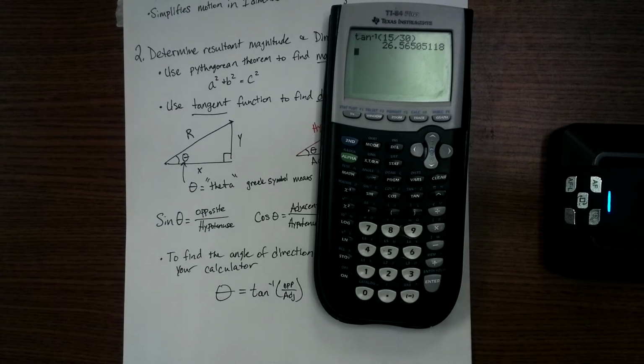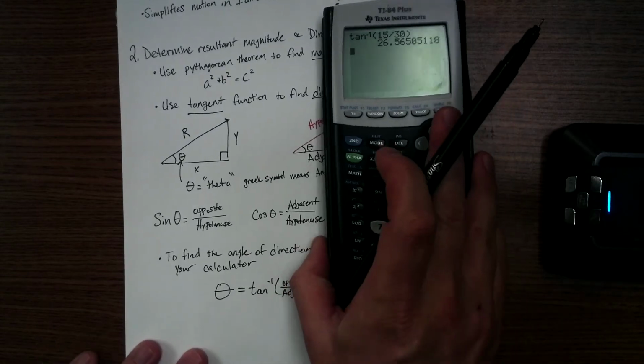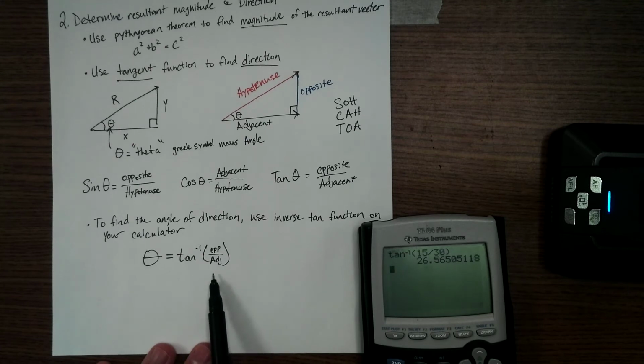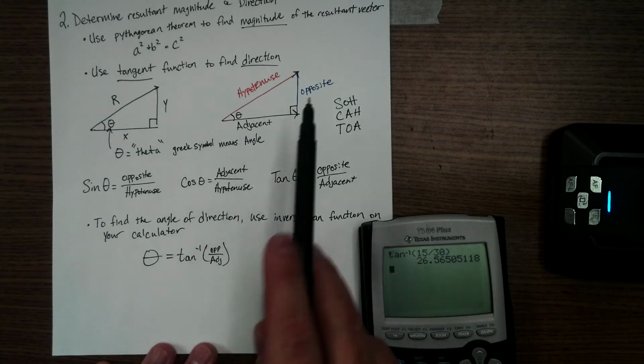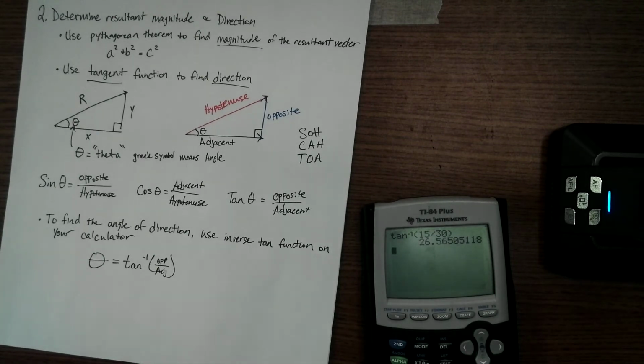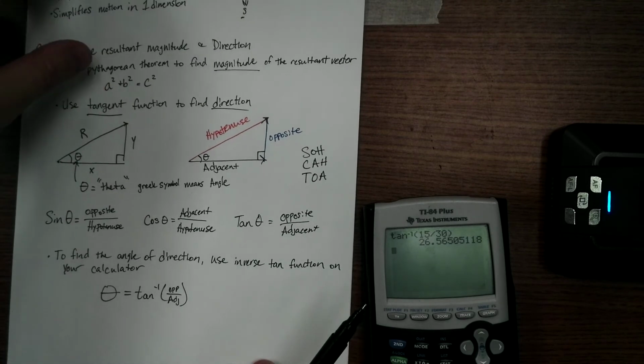Again, it's not really super important that you know mathematically where each function comes from, just how to use it. All right, so we're looking at this angle right here, and using this tangent function we can figure out the direction that it would be going. All right, so that's kind of step 1 and step 2.